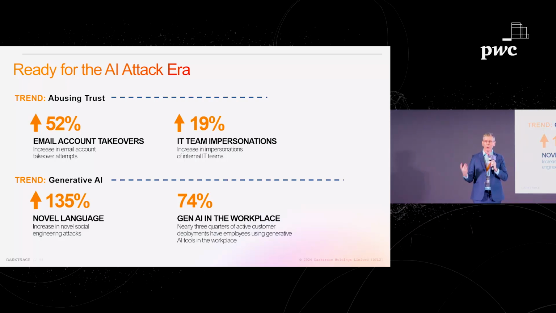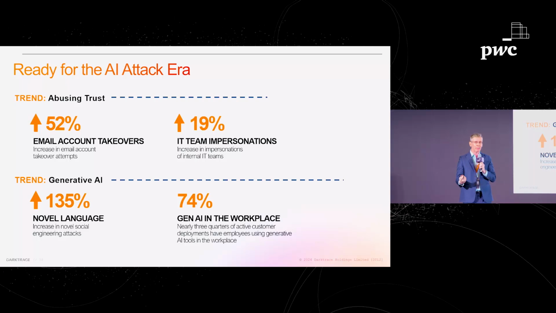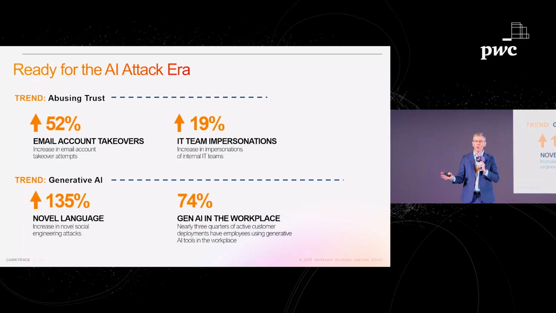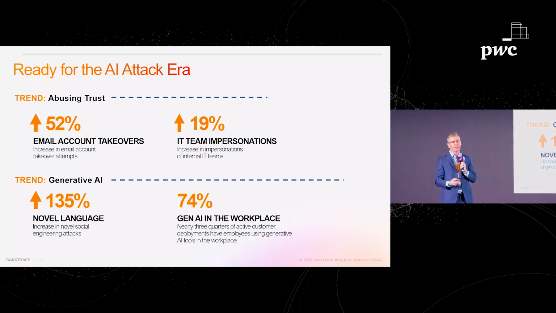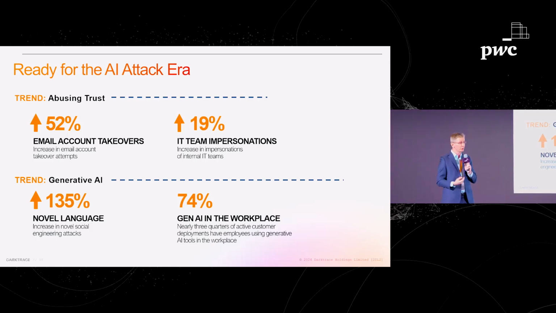Now, what are we seeing? This is what can happen. What are we actually seeing happening? Let's run the numbers. Forget about the bottom. We all understand generative AI. It's been around for a year or two now. I want to focus on the top here, the abuse of trust.